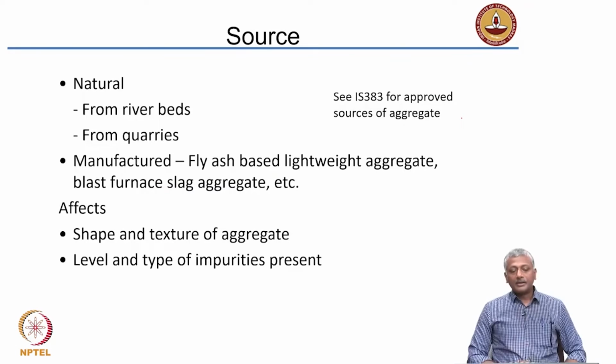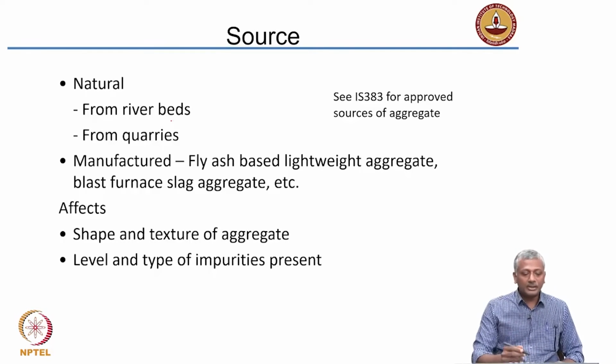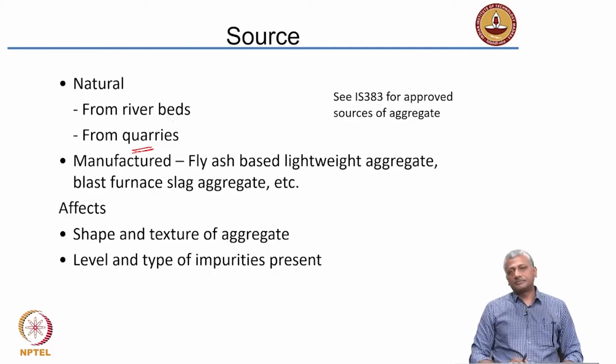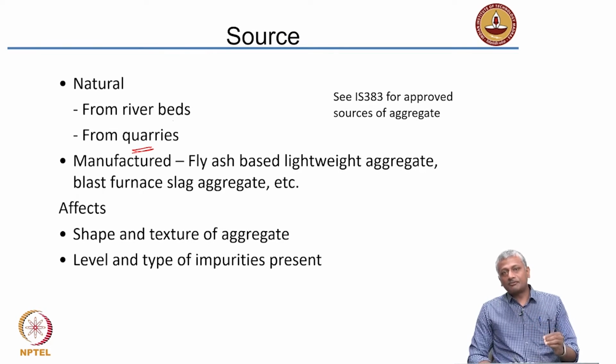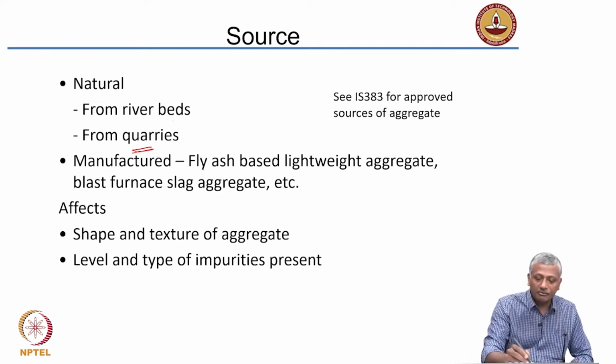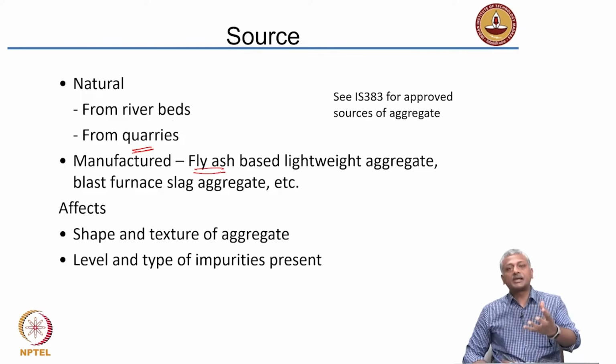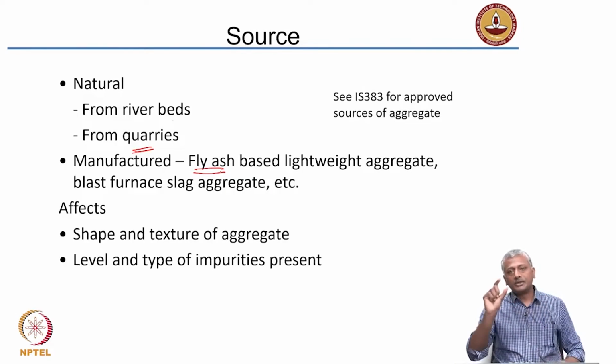Again, as I said, the source can be from natural sources like riverbeds. You can collect the material from riverbeds or you can collect it from quarries. Stones are typically broken out from quarries. Manufactured sand is actually the sand which is obtained from artificial sources. For example, if you take fly ash which is collected from thermal power plants and you fuse the particles together to make an aggregate sized object, that becomes a manufactured fly ash aggregate.